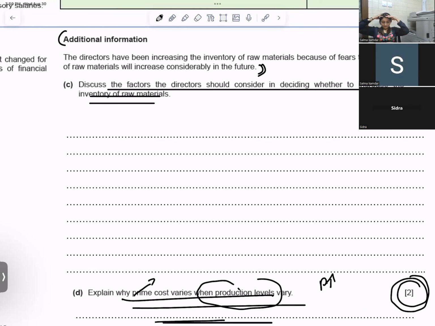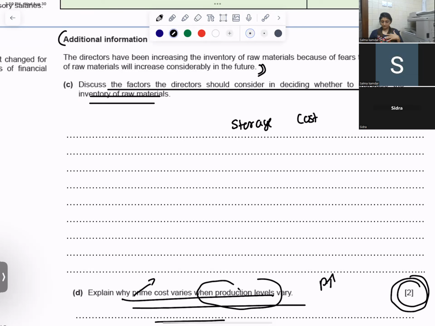Okay. So one reason would be that if they purchase a lot of raw materials, they will need. Okay, first I'll say the yes side or the no side. Okay, I'll say the yes side first. Directors have been increasing the stock of raw material because they are sure the prices of raw material will rise. So first, the storage cost will increase, because accumulating so many raw materials at once will increase your storage cost, therefore reducing your profit.